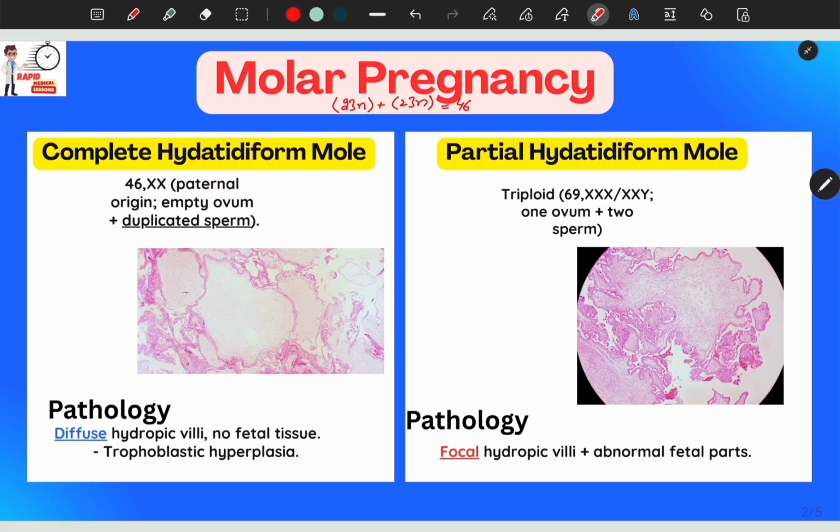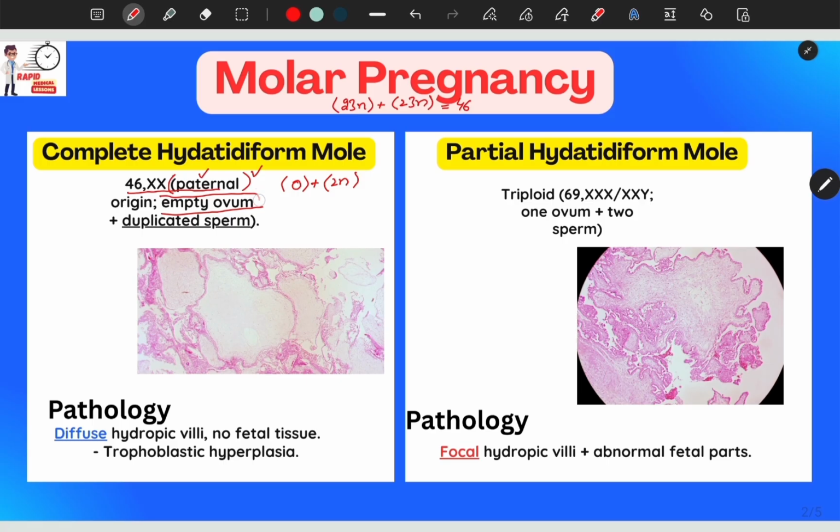So how does a complete molar pregnancy result? A complete molar pregnancy results from fertilization of an empty ovum by a single sperm or two sperms, leading to a diploid karyotype, typically 46XX. Now in 46XX, 22 pairs, it means 44 chromosomes are autosomes and the 2 X chromosomes are sex chromosomes. These two sex chromosomes have actually come from the father. We can say all the DNA is paternal. Why? Because the ovum was empty.